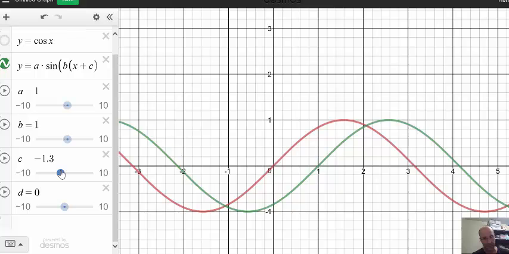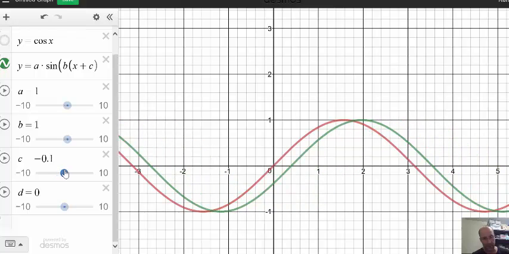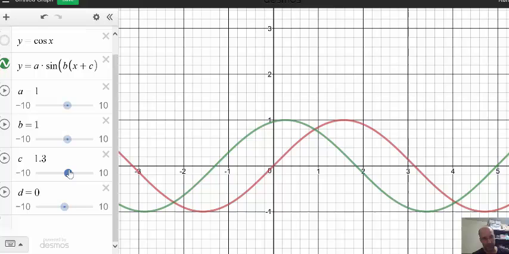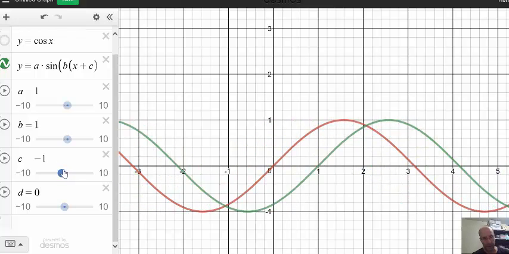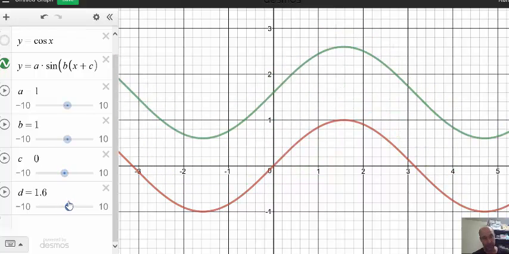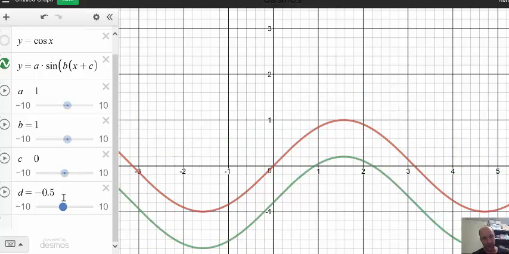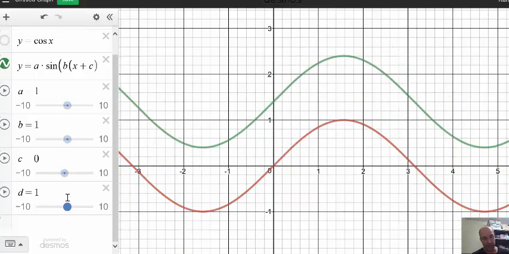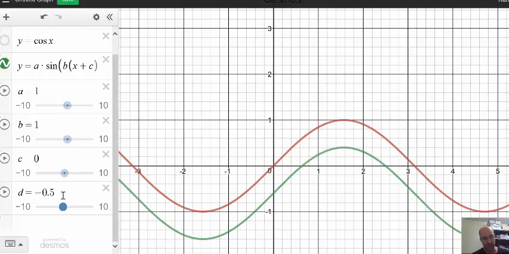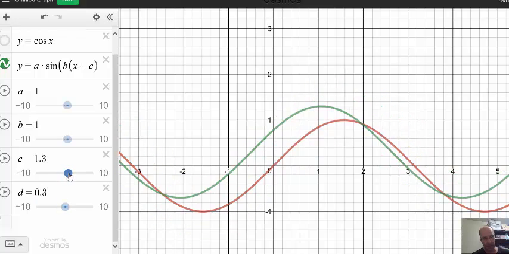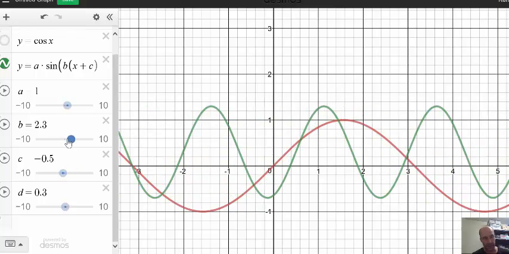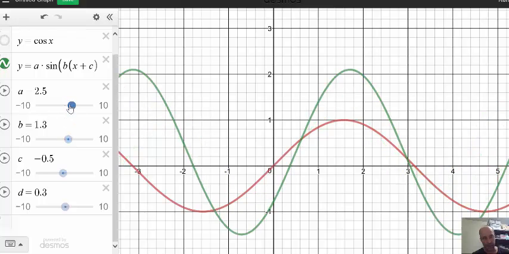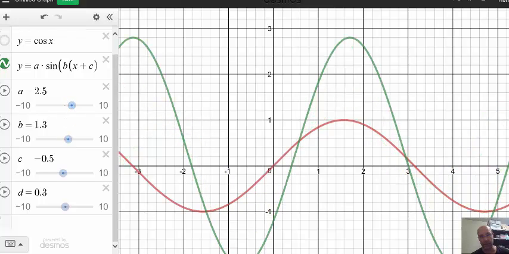C moves the graph. Notice there's no shape change there. So it's a movement of position, not shape. And D is also movement of position, vertical translation, not shape. So that's a translation. D is a translation, C is a translation, but B is a shape change, and also A is a shape change.